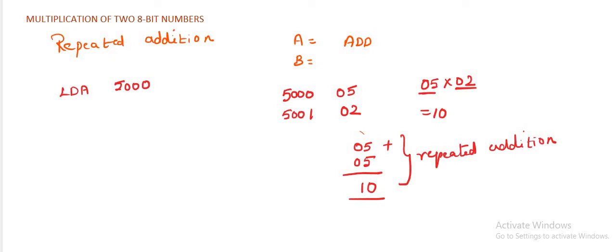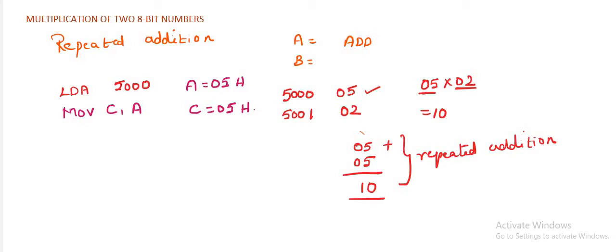LDA 5000. In 5000 we are getting the value 05. So A is equal to 05H. Next, MOV C, A. We are moving the data from the accumulator to the C register. So C is equal to 05H now.